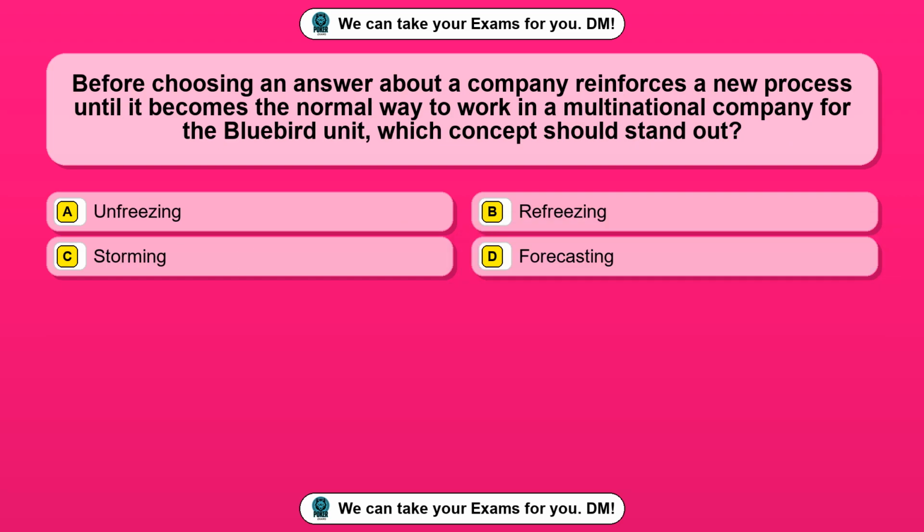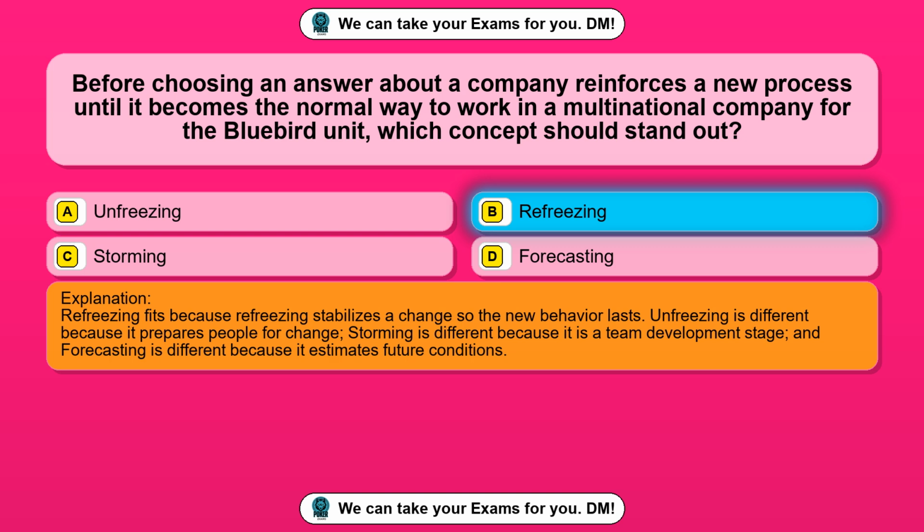Question 59. Before choosing an answer about a company reinforces a new process until it becomes the normal way to work in a multinational company for the Bluebird unit, which concept should stand out? Option A, unfreezing. Option B, refreezing. Option C, storming. Option D, forecasting. The correct answer is option B, refreezing. Refreezing fits because refreezing stabilizes a change so the new behavior lasts. Unfreezing is different because it prepares people for change. Storming is different because it is a team development stage, and forecasting is different because it estimates future conditions.